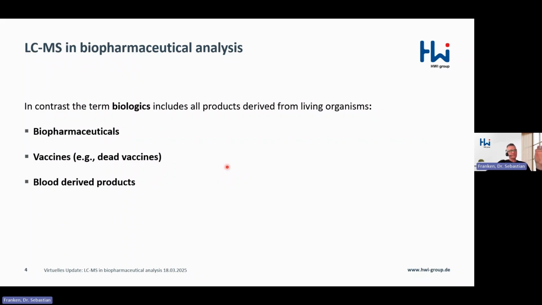In other words, if the information of a nucleic acid is not directly used to produce these therapeutics, then we call them biologics. So biologics is maybe an even broader term that includes biopharmaceuticals and these other products like blood-derived products. But I have to say that this distinction is not strictly adhered to.